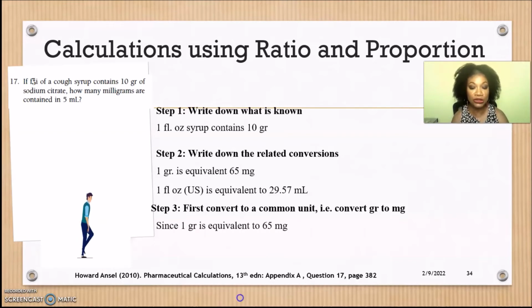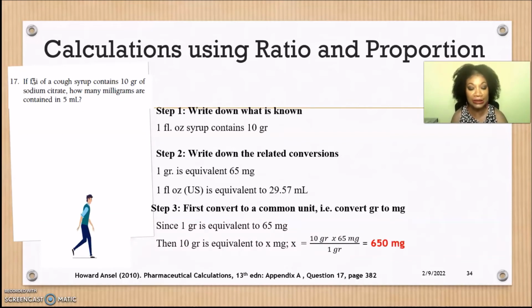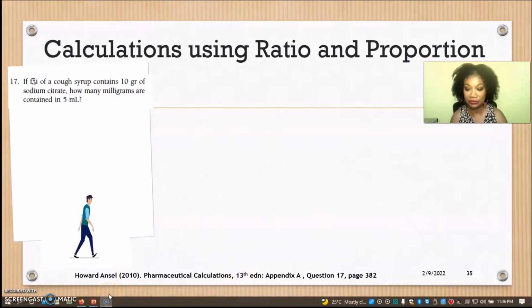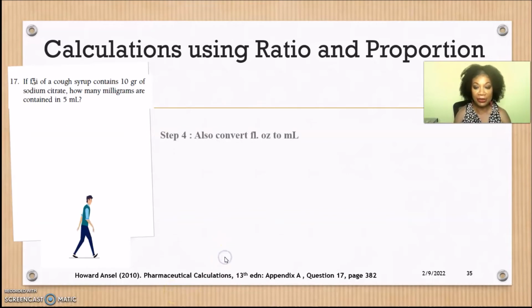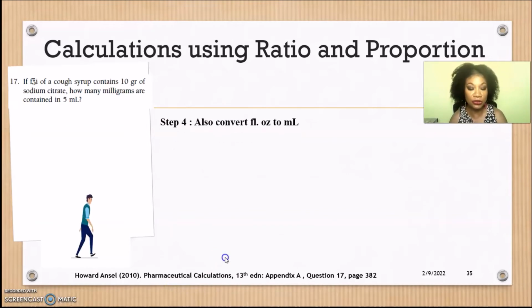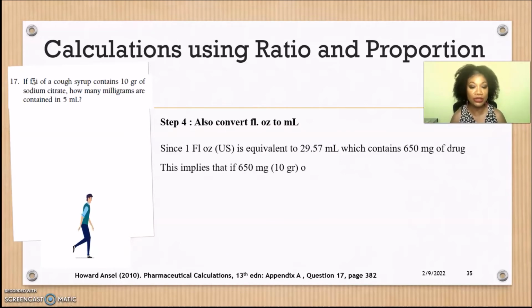Since 1 grain is equivalent to 65 milligrams and we know 10 grains will be equal to X, we set up our ratio and proportion and we get 650 milligrams. So the next step would be to convert the fluid ounces to mils. We already know what that conversion is. 1 fluid ounce is equivalent to 29.57 mils, which now contains 650 milligrams of the drug.